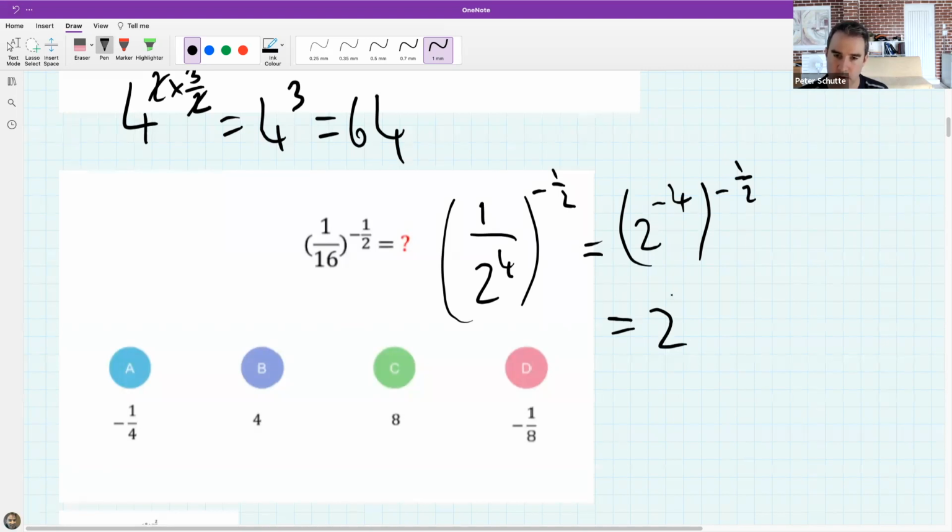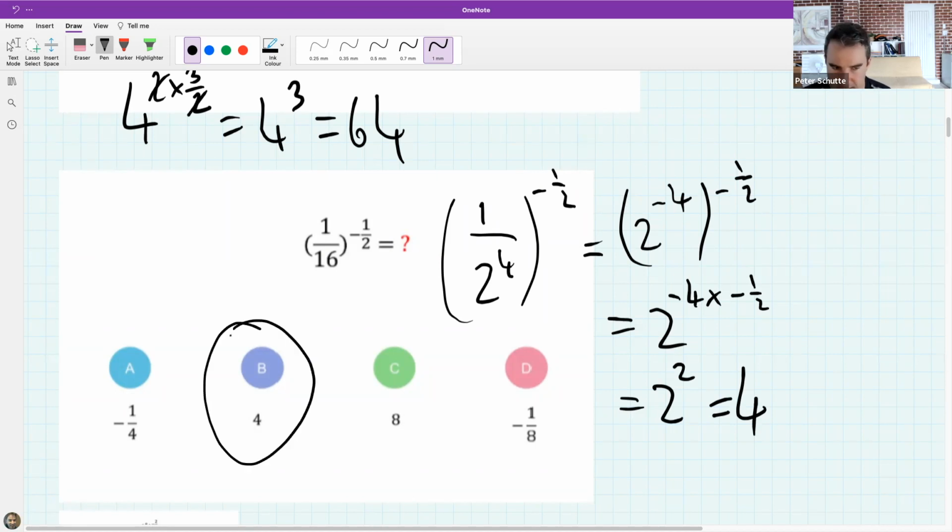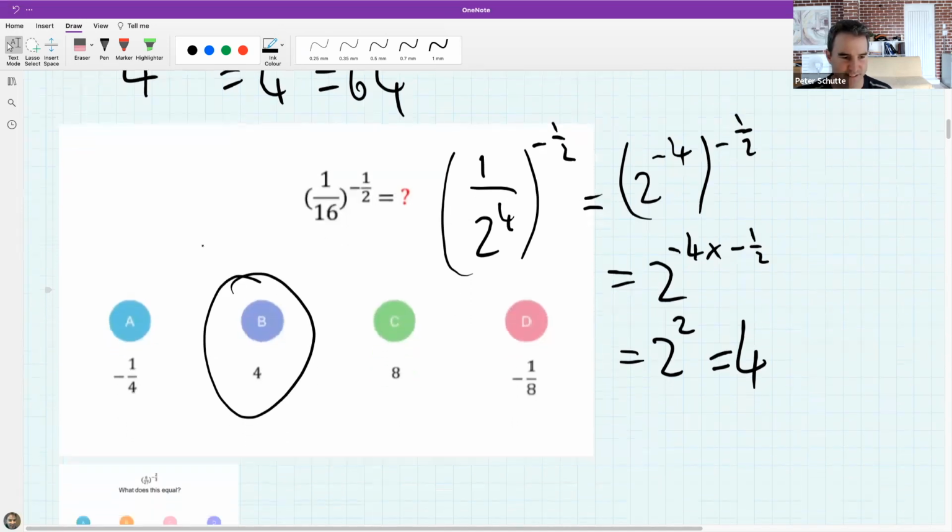Negative 4 times negative a half is going to be positive 4 over 2, which is 2 squared. Okay, so you negative 4 times negative a half is just going to be positive 4 over 2, or positive 2 squared. And so I assume you got B, huh? Yes, sir. You are winning at life. Well done. Love it.